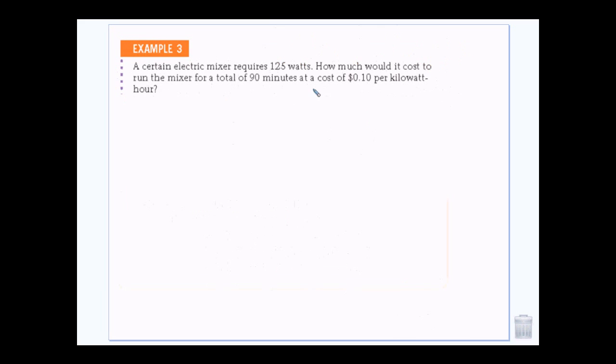Okay. An electric mixer requires 125 watts. This is per hour. Okay. How much would it cost to run the mixer for a total of 90 minutes at a cost of 10 cents per kilowatt hour? So we've got 90 minutes, and we want to convert that to hours. How many hours is 90 minutes? Yeah. 1.5 hours. And 125 watts, and I want to convert that to kilowatts.